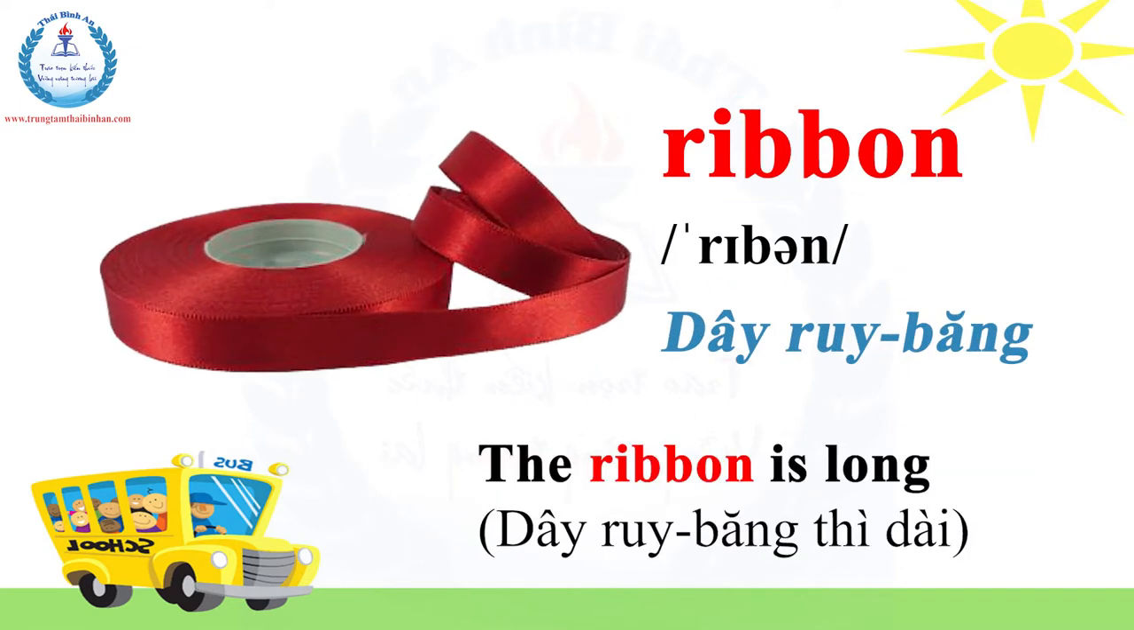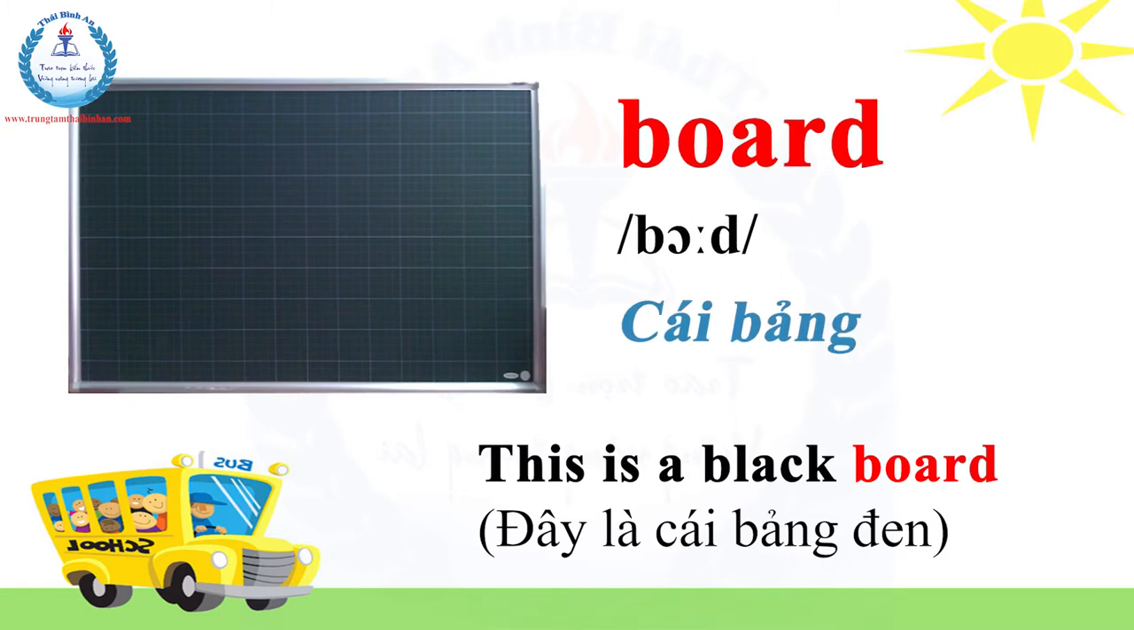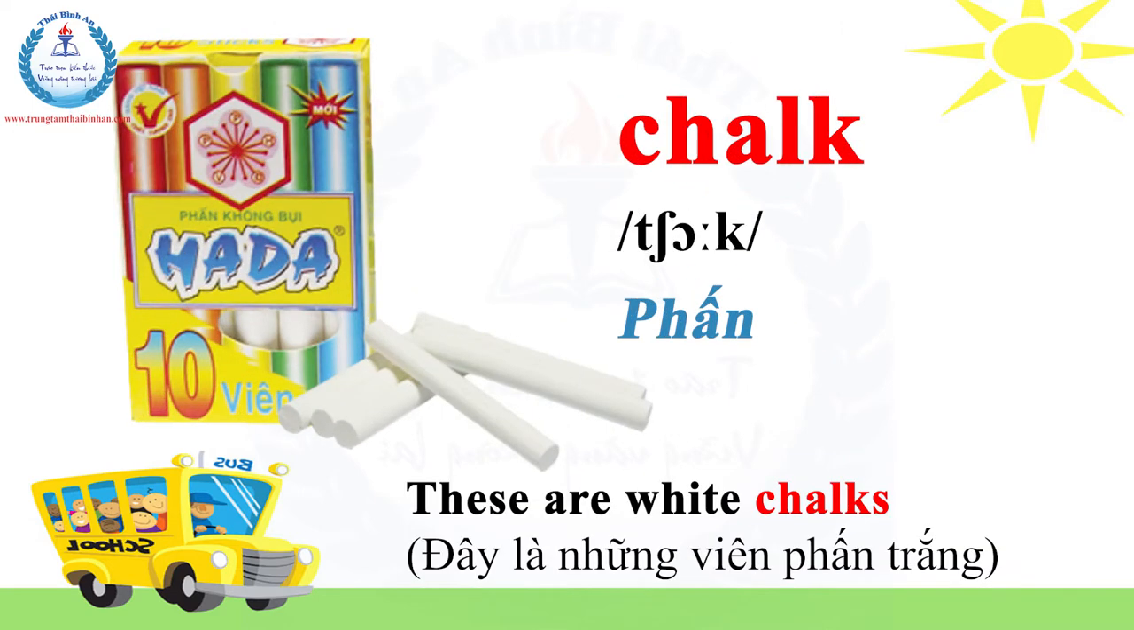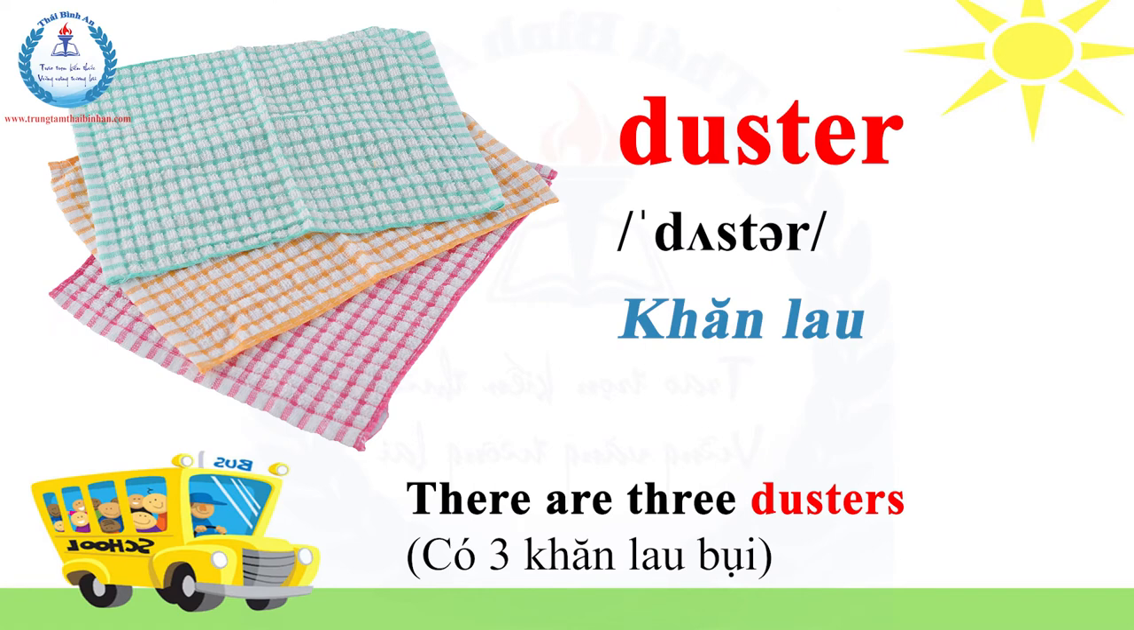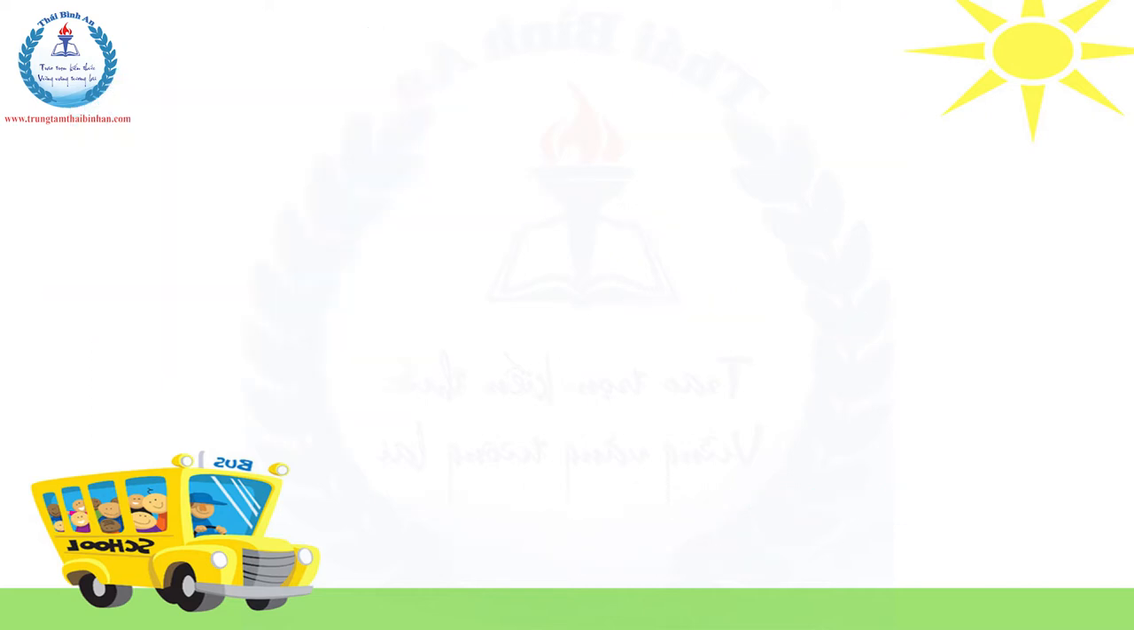Dải ri băng. Ribbon. The ribbon is long. Cái bảng. Board. This is a blackboard. Phấn. Chalk. These are white chalks. Khăn lau. Duster. There are three dusters.